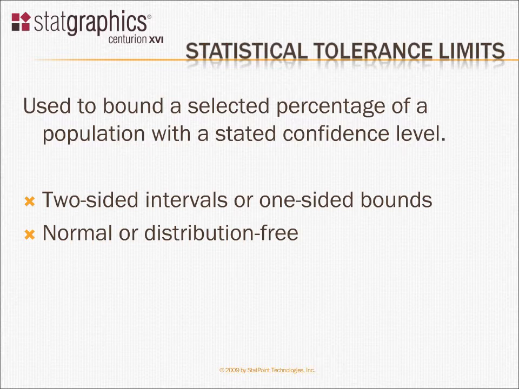Now we're going to talk about two types of tolerance limits. We're going to talk about two-sided intervals, where you come up with an upper bound and a lower bound and make a statement about the percentage of the population that's within that interval between the bounds. We're also going to talk about one-sided cases in which you're making a statement that you're greater than some bound or less than some bound. We're also going to talk about tolerance limits that assume the data come from a normal distribution and those that are distribution free and don't make that assumption of normality.